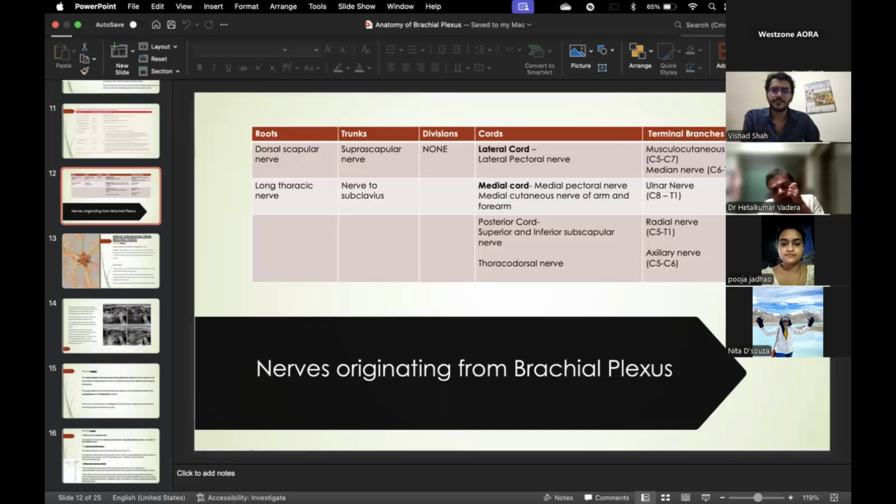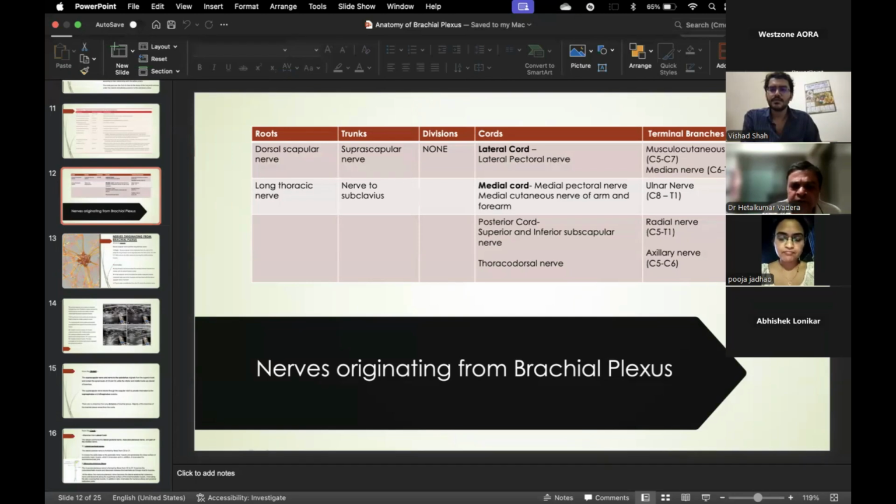What is the advantage of costoclavicular block over lateral infraclavicular block? Sir, it is good for placing catheters. Very good. Anything else? Sir, it is kind of an advanced block, because it is much more in relationship with the pleura. Okay, it is close to the pleura, so the chances of pneumothorax or pleural injury are more.